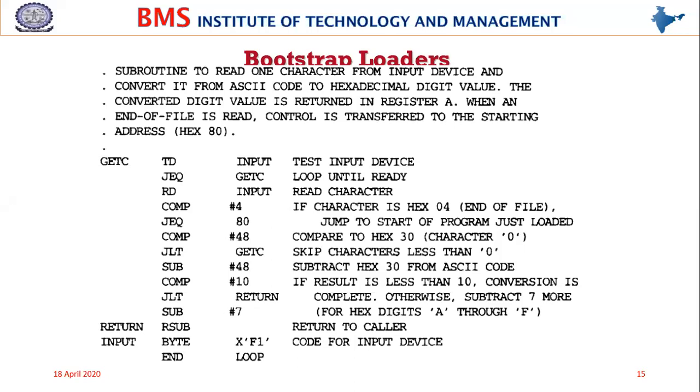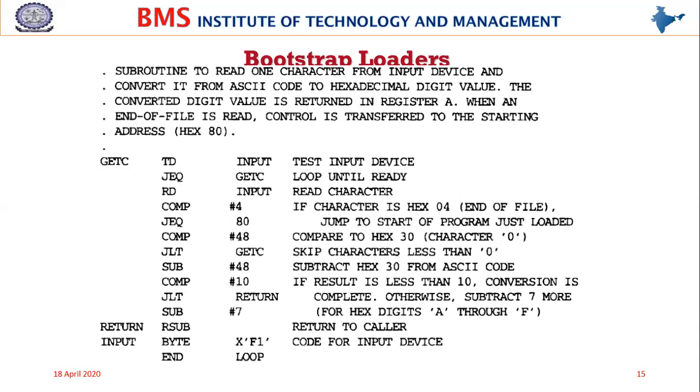Now we shall see the code of this getC function. The first instruction is test device. As usual, before reading, we test the device. Test device input. At the end of the program, in the last but one statement, we have declared input as a hexadecimal constant, F1. That is the hexadecimal code for your input device. The input device may be your hard disk or whatever; we are not concerned with that. Usually your operating system will be stored on the hard disk, so F1 here represents your hard disk.